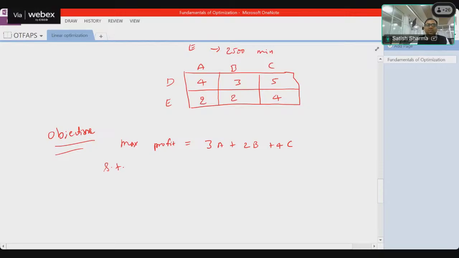Now, what are the different constraints? Let's say machine D takes 4 minutes to produce one unit. If it is producing A quantities, then 4 into A will be the time consumed by machine D. Similarly, 3 into B will be the time consumed for B, and 5 into C for C, on the same machine. So this much time it will take, and this value can go up to a maximum of 2000.